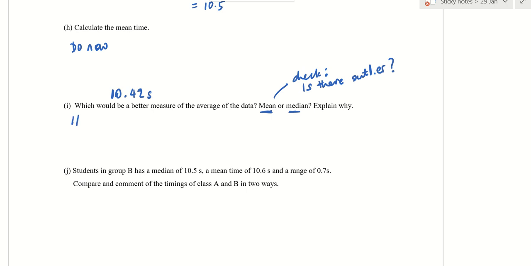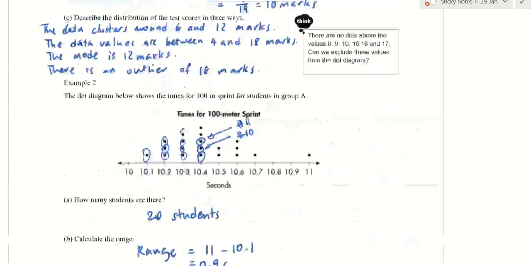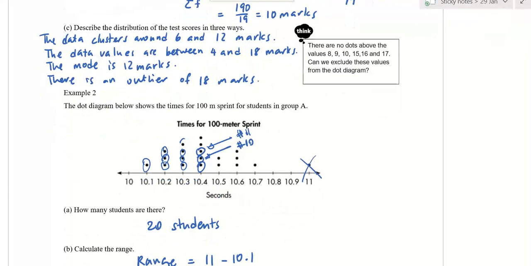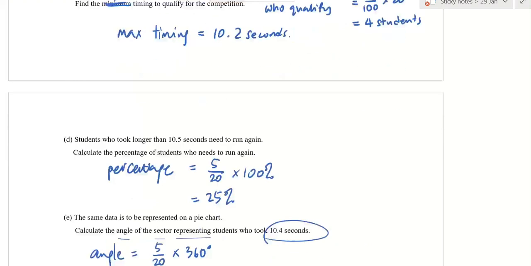So 11 is an outlier. Think about it. If we don't have this, our mean will be lower. But now we have this outlier. It actually pulls the mean up. It increases the mean. So the median, as a measure of the central tendency, will be able to exclude the effect of this outlier.